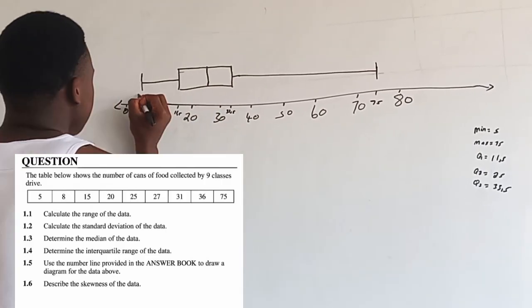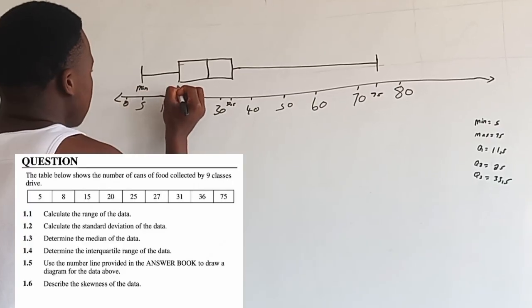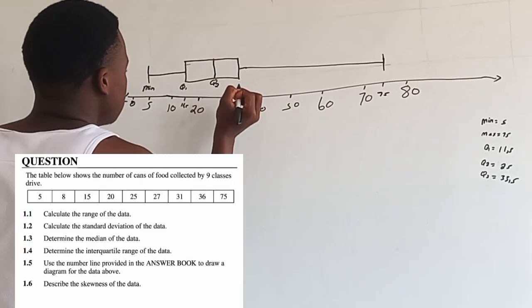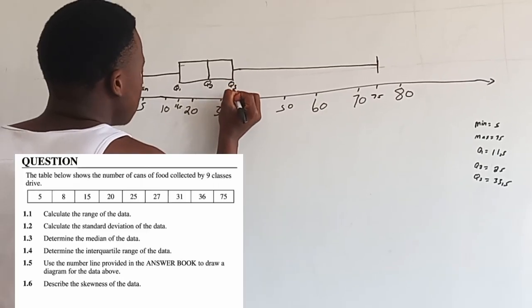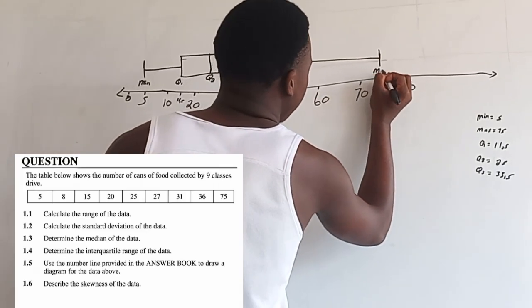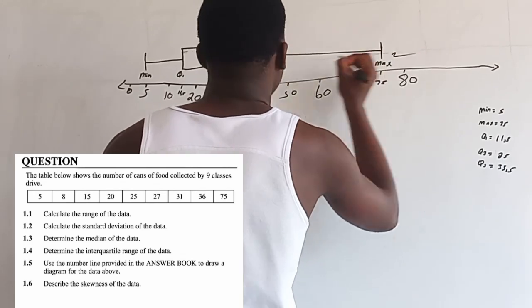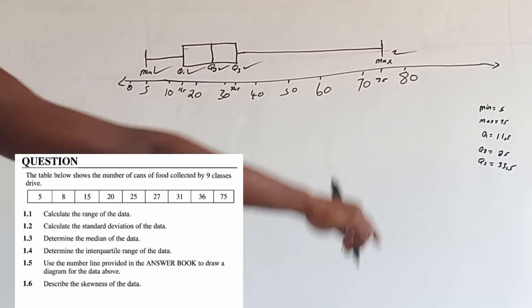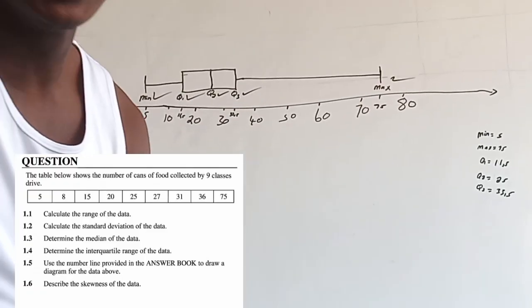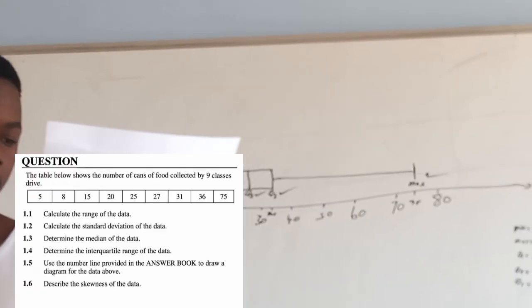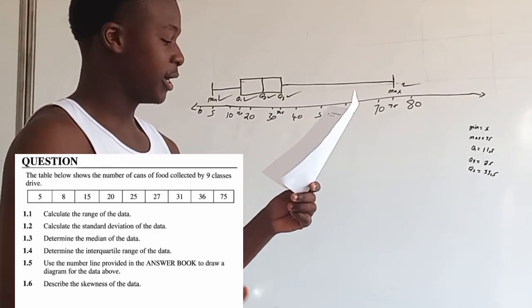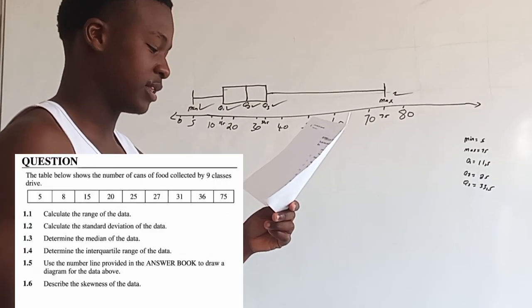And then you indicate the min, Q1, Q2, Q3, and max. And then you get your 4 marks. Actually, it's 5. And then you get your 5 marks. Simple as ABC, guys.